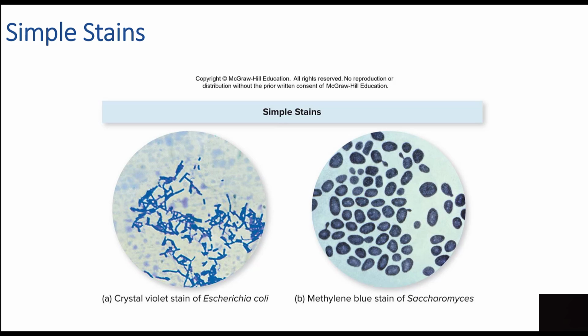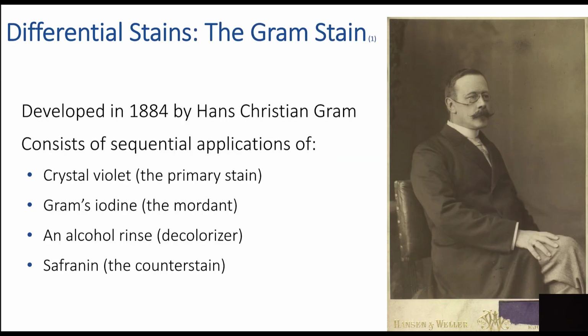So here are some simple stains. Here's crystal violet used for E. coli, and methylene blue. Nothing substantial, but it does add some color and some depth to the microorganism. Normally they would be colorless, and contrast would be really poor.